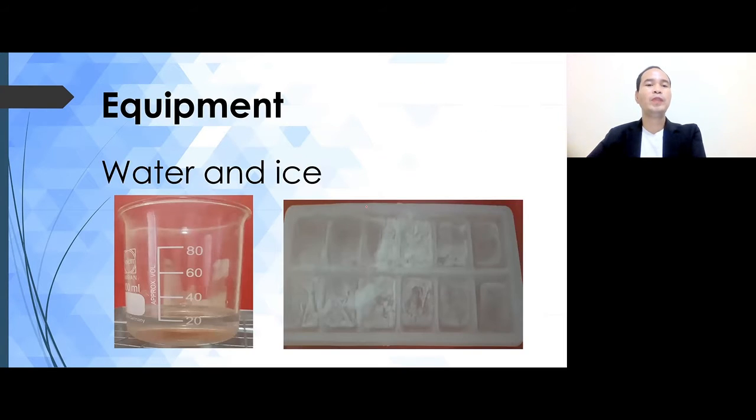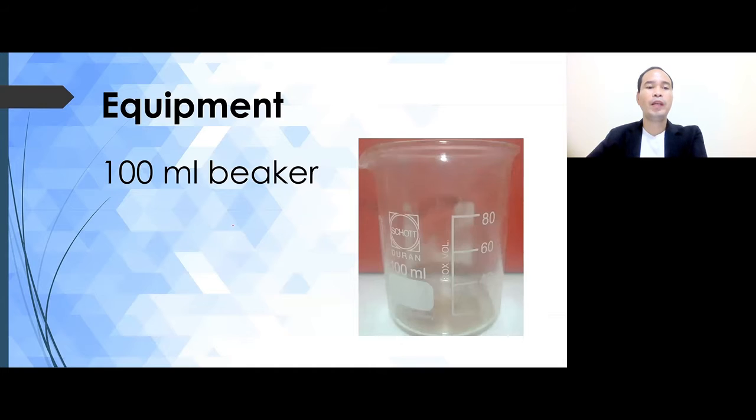So let's go first with our equipment. Equipment number one, we have water and ice. I would suggest this ice. These ice cubes, you're going to crush it so that it will fit into your beaker. Number two, we need our 100 ml beaker.